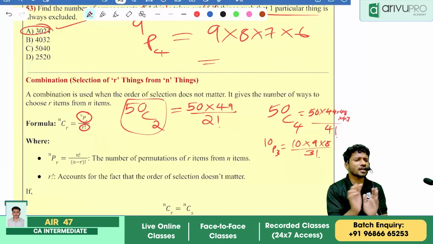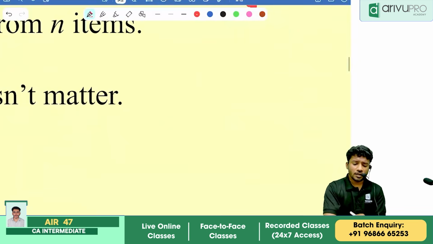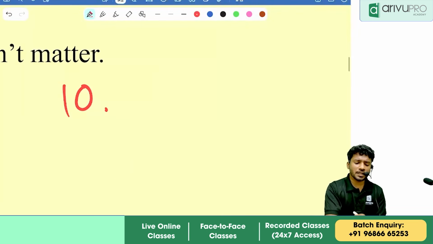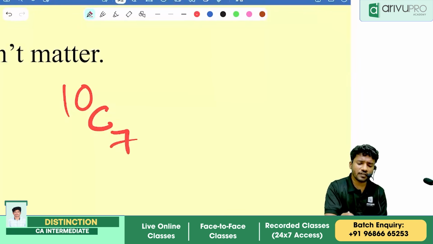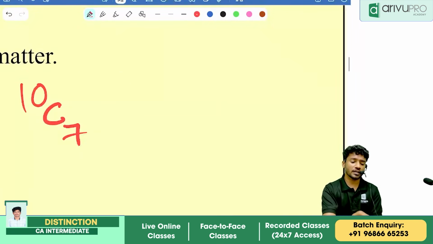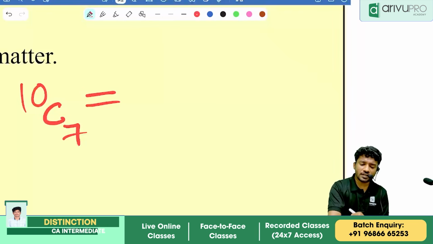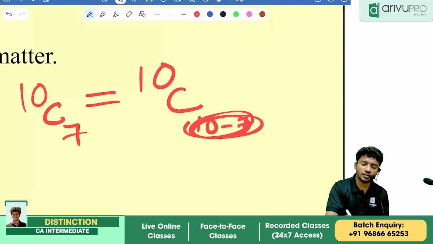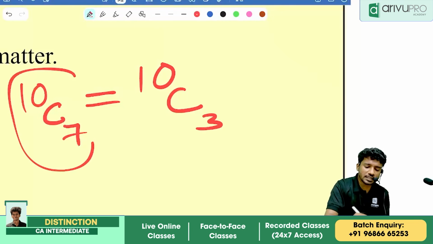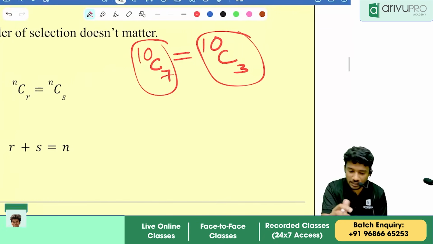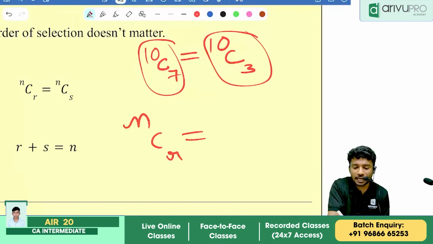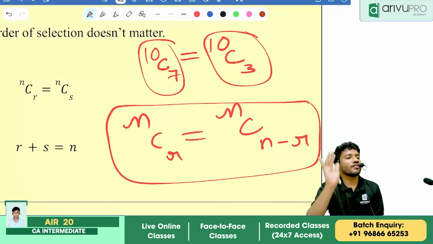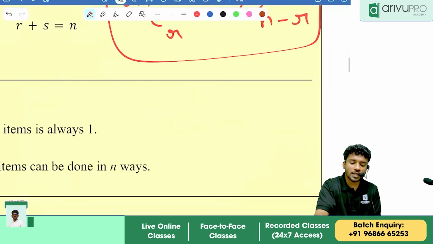Okay. Now people, there are certain rules you should understand. Sometimes they will ask us to find 10C7. How will you find 10C7? People, remember this. 10C7 can be written as 10C(10 minus 7). 10 minus 7 is 3. So 10C7 can be written as 10C3. Or nCr can be written as nC(n minus r). That is also very important. Now, some questions we will see.